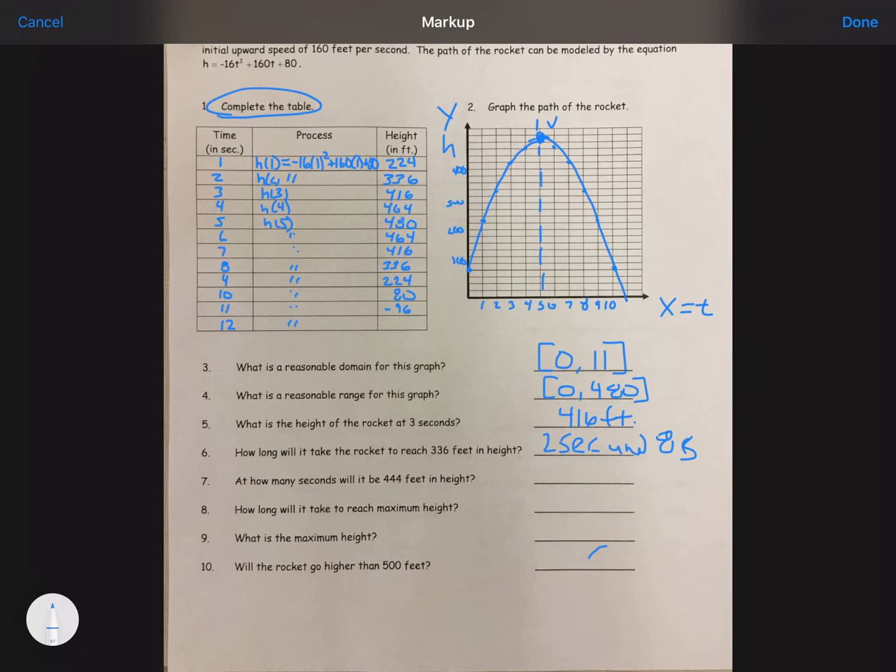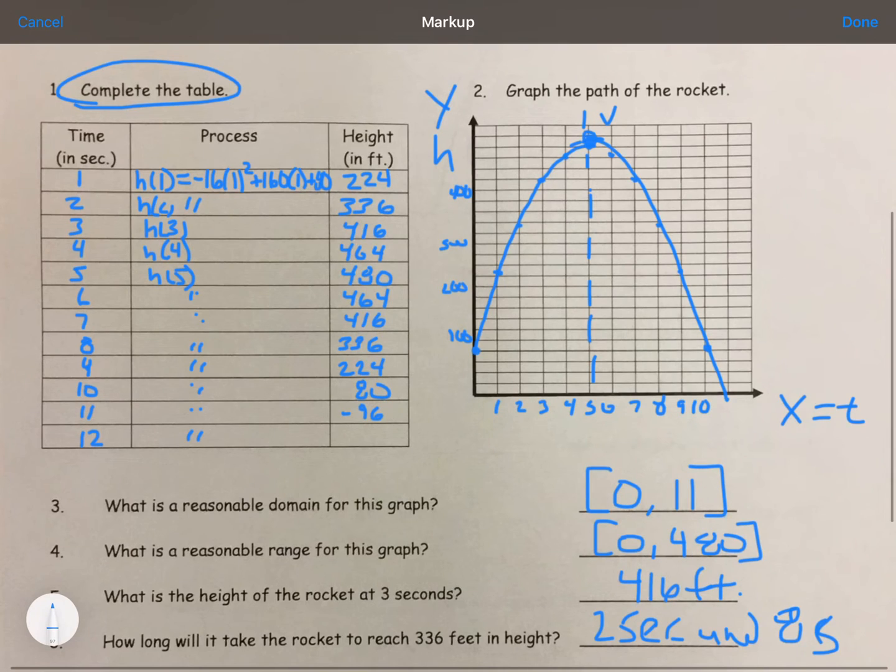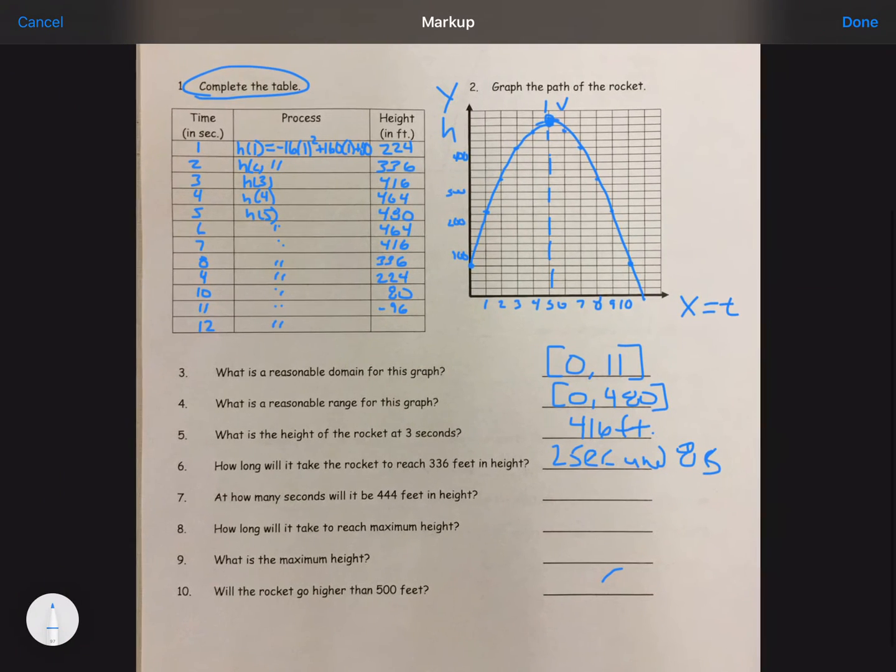How many seconds will it be 444 feet in height at least? Where does it reach it? It reaches it at around 3.5. It stays up there until about 6.5. So we can say it will be about 3 seconds, right? It'll be 3 seconds in height for that long.